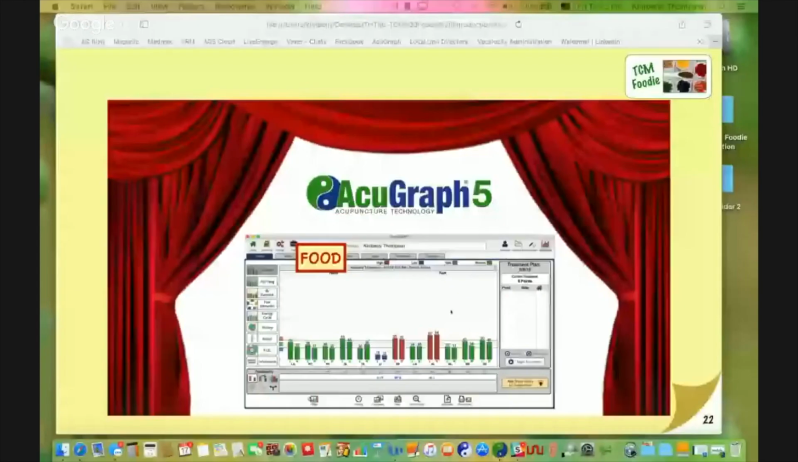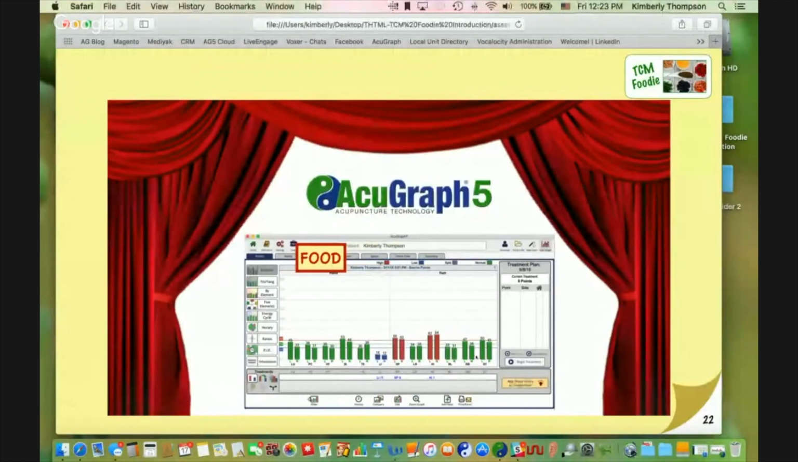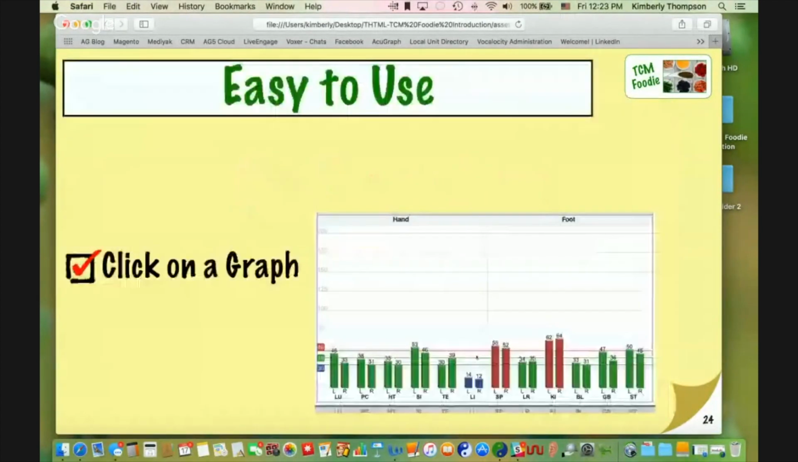I'm going to give you an overview and walk you through real quick how to work your way through AcuGraph 5. So the first thing that you need to do when you're in AcuGraph 5 is simply click on a graph. Any graph that you have open, you can click on it.